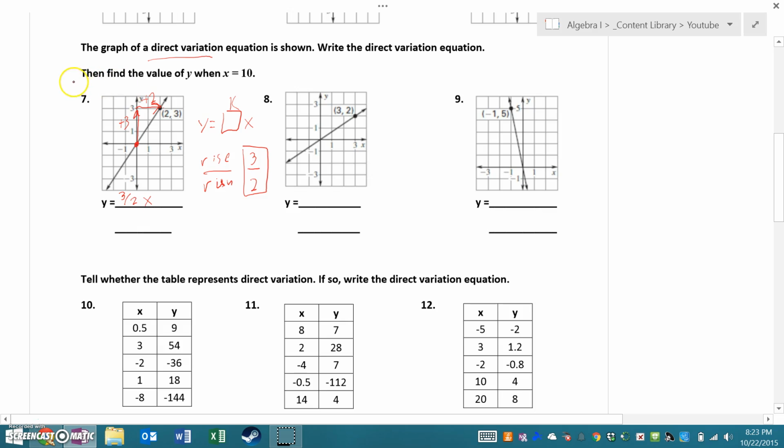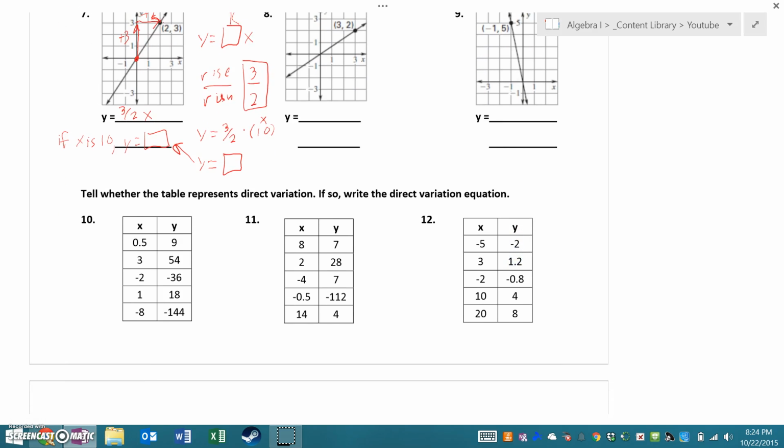Now, a lot of people had questions about this second part here, and what this is simply saying is that if x is 10, so if I put in a 10 here instead of an x, then what's that y value going to be? Whatever 3 over 2 times 10 is, that's the number you would use, and that's going to be the answer for the second blank. Again, for the second blank, it's if x is 10, then y equals what?